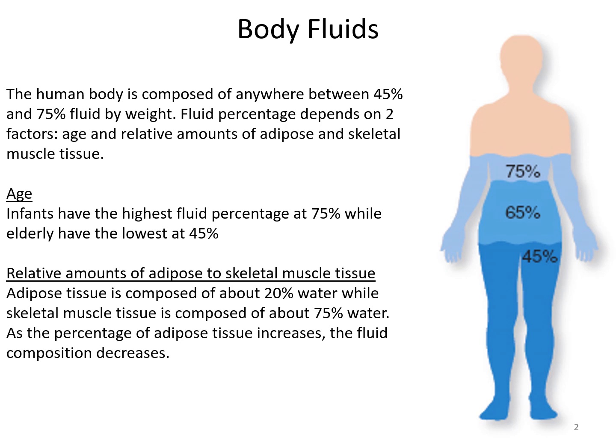Also, the relative amounts of adipose tissue or fat tissue that you have relative to your skeletal muscle also affects the percentage of your body composition that's made up of fluid. Adipose tissue is composed of about 20% water, and skeletal muscle is upwards of 75% water. So as the percentage of adipose tissue increases in your body, the fluid composition is going to go down.